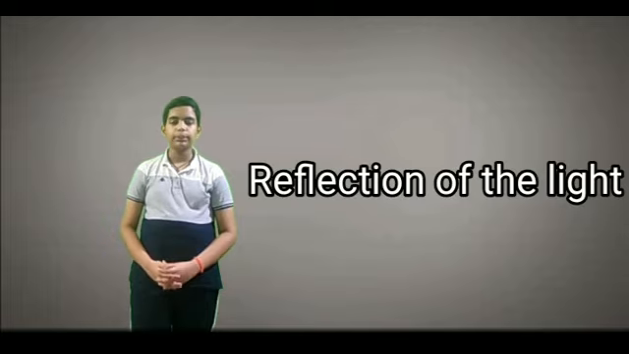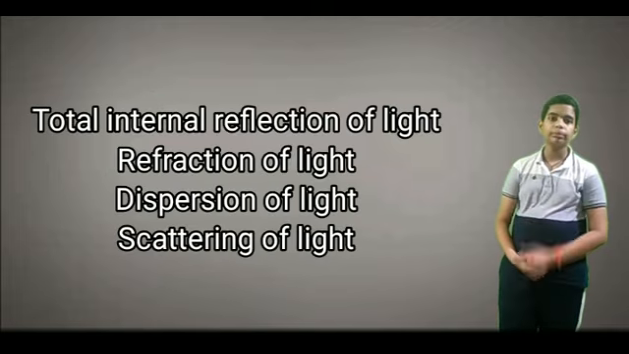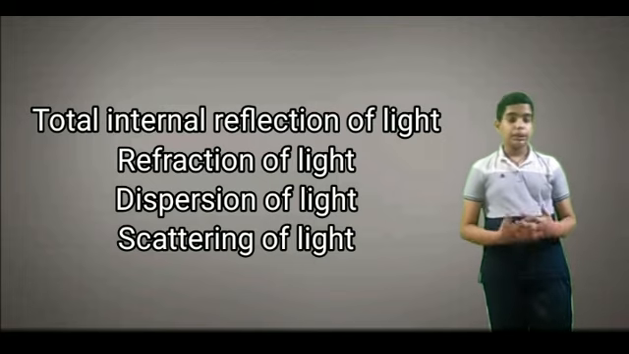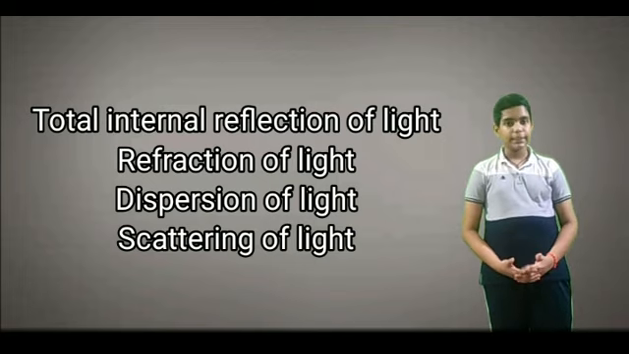So you all know that light helps us to see things. When light falls on an object and gets reflected back to our eyes, we can see things. This property of light is known as the reflection of light. In the same way, there are many other properties of light, such as the total internal reflection of light, diffraction of light, dispersion of light, scattering of light, etc.